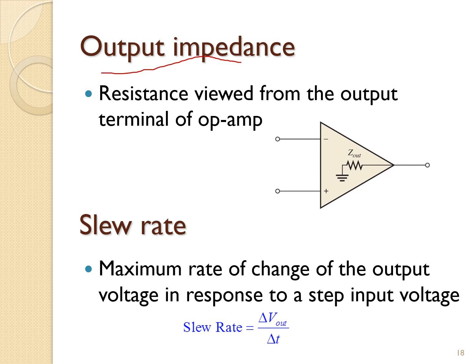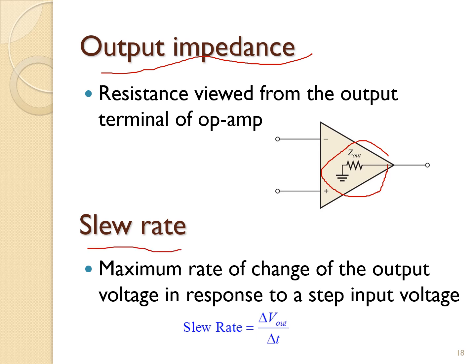Output impedance. The output impedance is the resistance viewed from the output terminals of the OpAmp, as indicated in the figure.